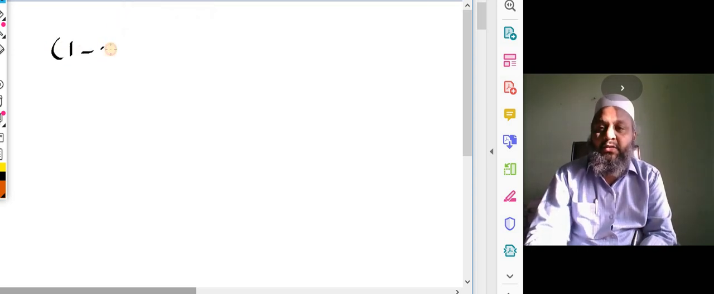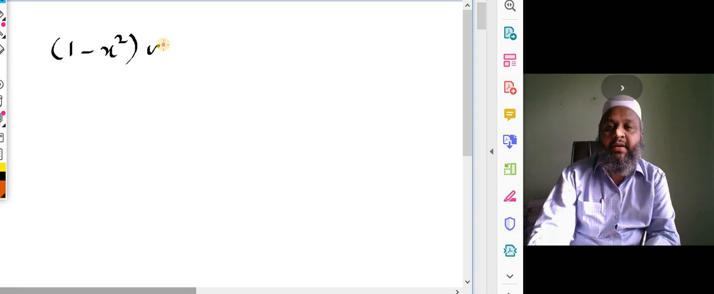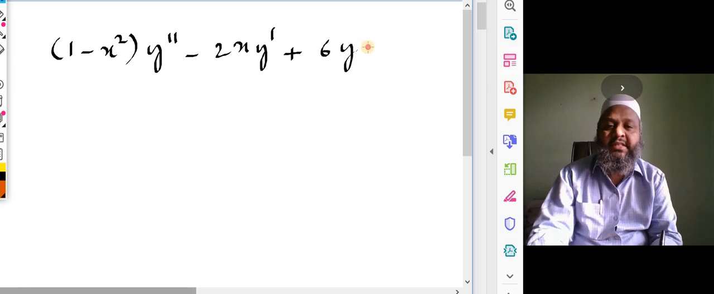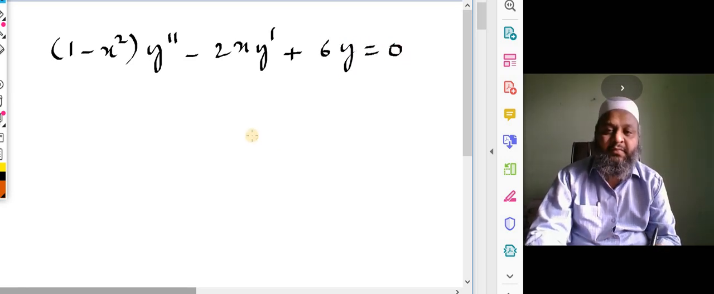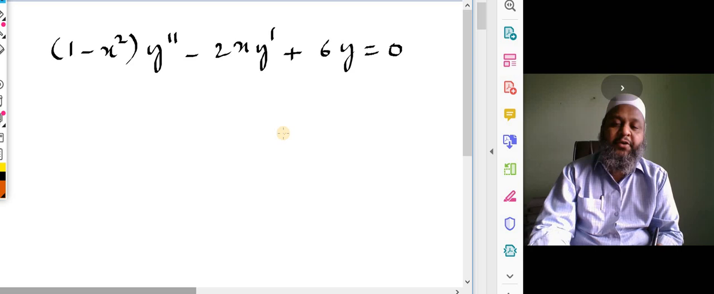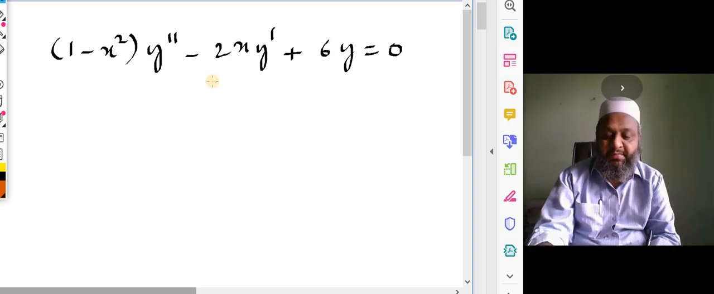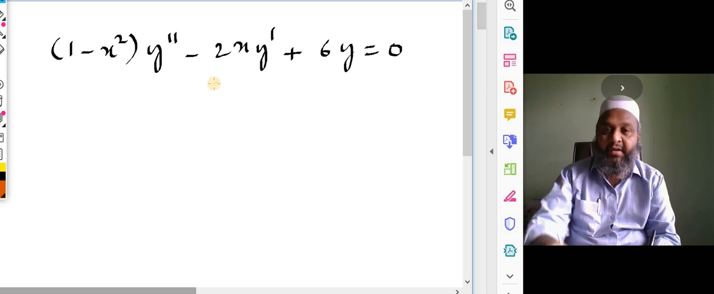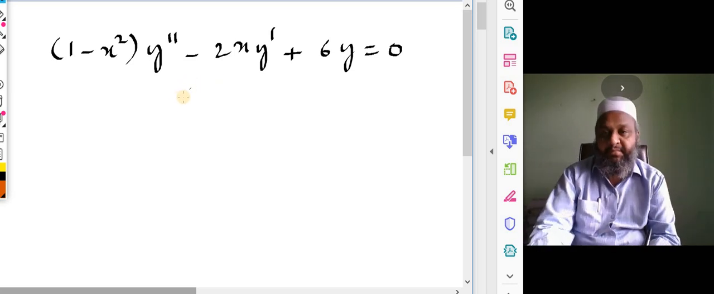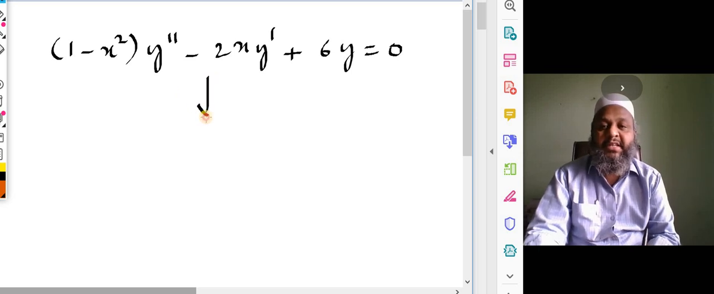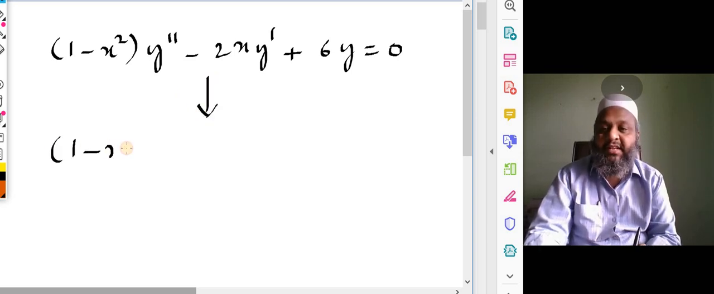1 minus x square into y double dash minus 2x into y dash plus 6 times y equal to 0. If I ask you to give me a solution for this differential equation which is a polynomial, you may take some time, but it's very interesting that it is nothing but a special case of this differential equation.